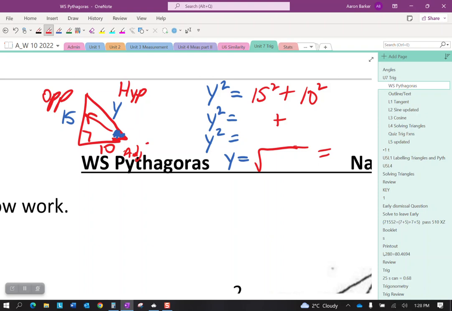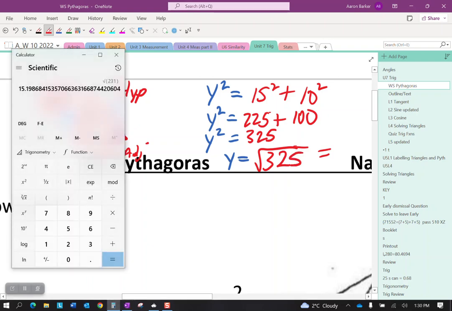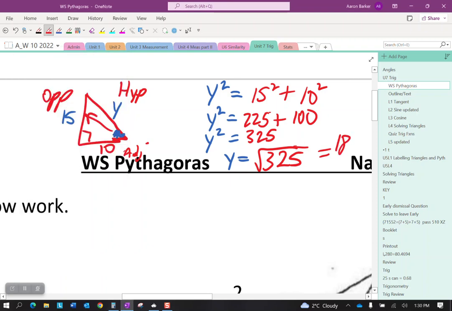Okay, so y squared equals 15 squared plus 10 squared. 15 squared is 225. 10 squared is 100. Add them together, 325. So then we have to square root 325 for full marks. Okay, square root. I think I screwed that up. Square root of 325 is 18.02, so 18.0 is perfect. All right. Any questions?